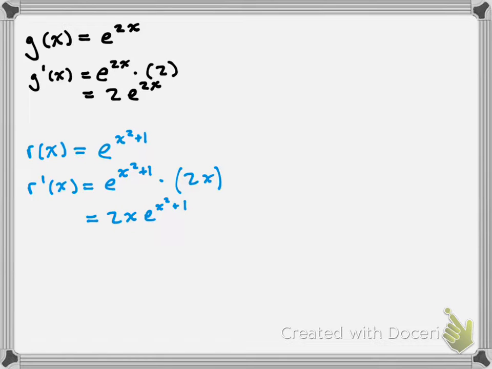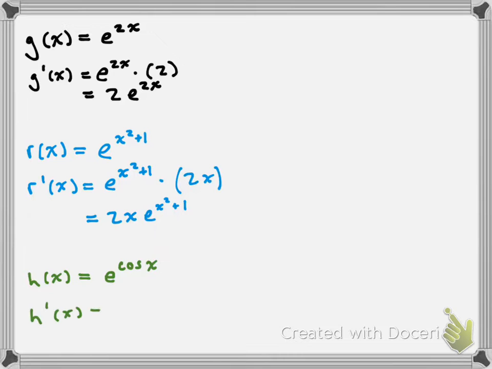Okay, let's do one more. Let's suppose now that we have a function h of x, and let's say h of x is equal to e to the power of cosine of x. Well again, this is a composite function. The outer function behaves like e to the power of x. The inner function is just cosine of x.